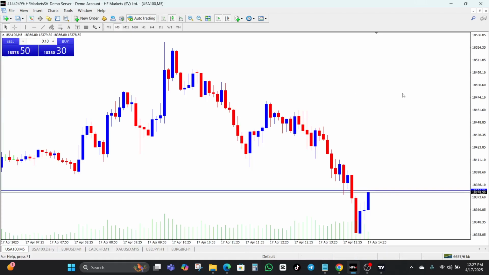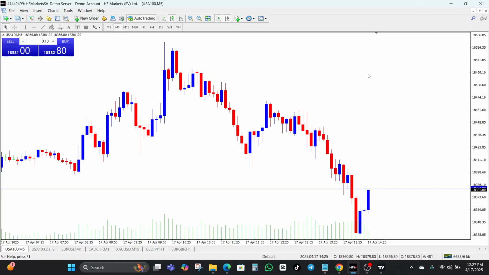So mark the NYSE, that is the New York Stock Exchange, open time on your chart. It's a key driver of price action for these indices.